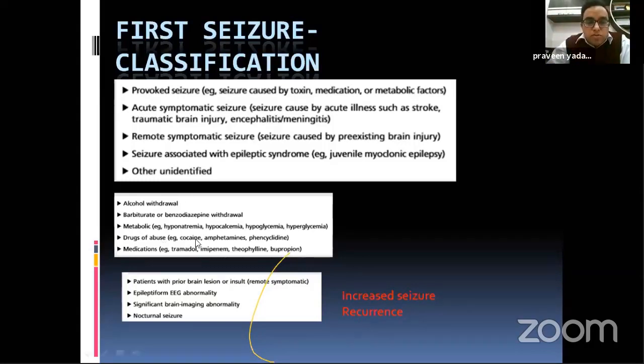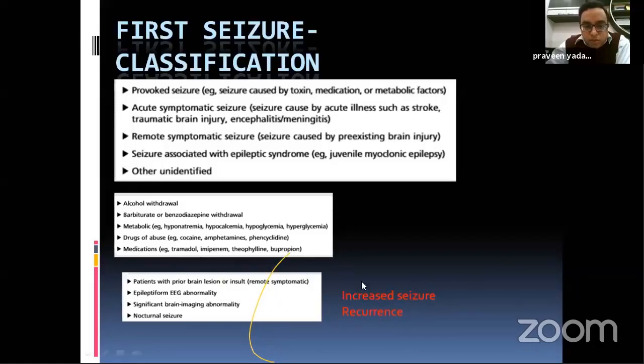Then drugs of abuse: cocaine, amphetamines, phencyclidine, and medications. Medication history is very important. So whenever you get a first onset seizure, always ask for a history of medications like tramadol, quinolones, and the carbapenem group of medications, theophylline, and antidepressants like bupropion. All of these can trigger seizures. Cough syrups and nasal decongestants for children can cause seizures. So the drug history has to be taken very clearly whenever you get a first episode of seizure.